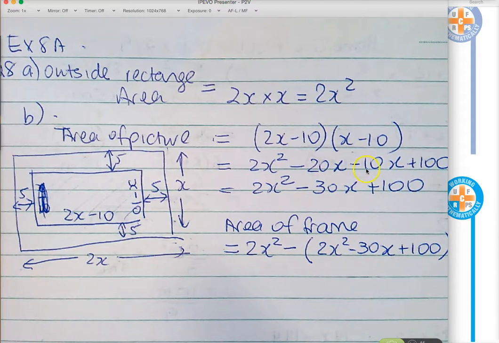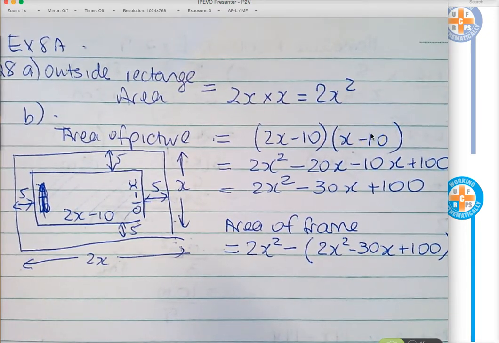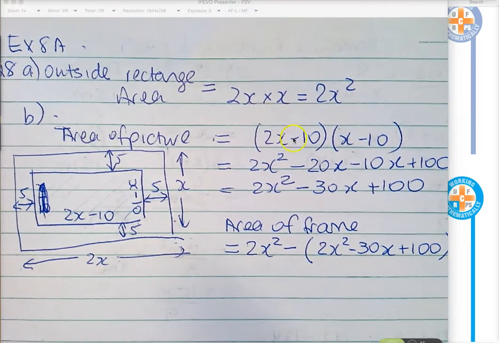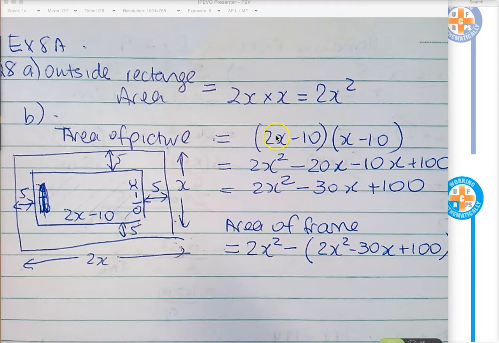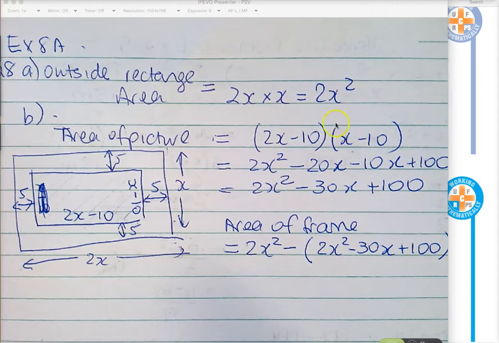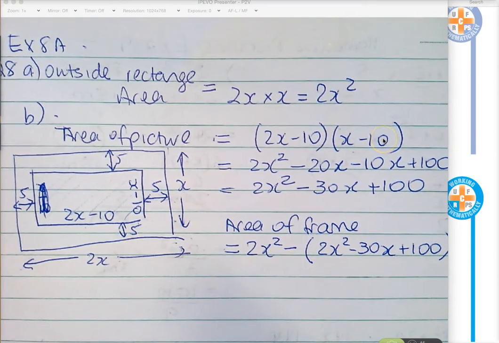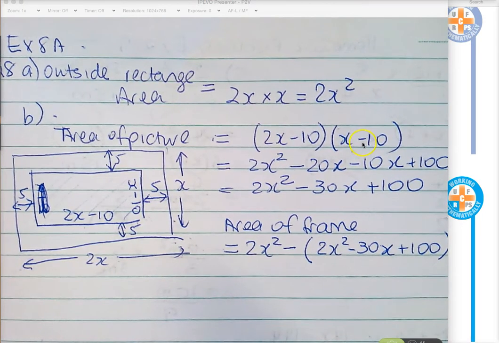Where? Here? Oh, because it's 2x times x, 2x times minus 10, minus 10 times x, minus 10 times minus 10. You just do the first one here by each of those two in the second bracket. That's how I do it. And that ends up being FOIL. The first one here, doesn't it make sense that the 2x has to be multiplied with those two over there, and the minus 10 needs to be multiplied by those two. That's how you do it. Take the first one, 2x times x, then it's 2x times minus 10.